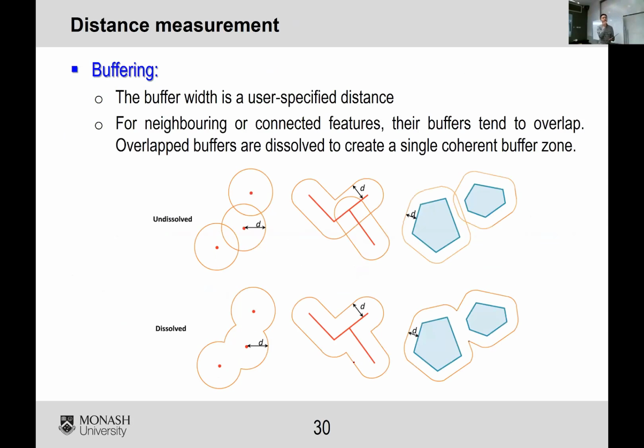So when we create a buffer for different features, they may have overlap. So we can use the dissolve to combine different buffer areas to get a single coherent buffer zone. Because later on, when we use the buffer shape for overlay analysis, it can be easier for the processing. So you'll see how the dissolved shape is for different feature types, for points, lines, and polygons.